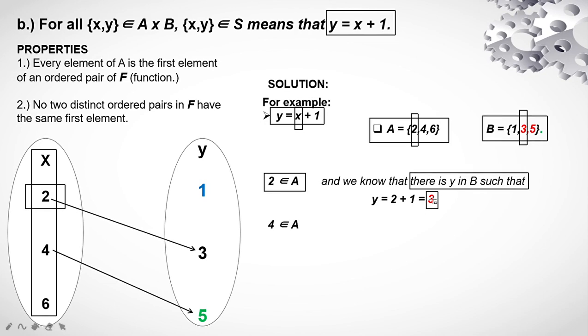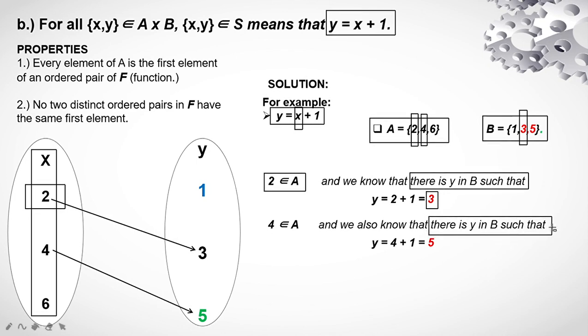Okay, next, 4. So, 4 is an element of A, and as you can see, andito si 4, element ni A. And we also know that there is y in B such that y is equals to 4 plus 1 is equals to 5. Bakit? Anong ginawa natin? Sinubstitute lang natin. Balikan natin si x dito. Sinubstitute natin si 4 kay x. So, as you can see, andito si 4 under kay x, no? Sinubstitute lang natin tong si 4, at pag ipa-plus natin sila, 4 plus 1 is equals to 5.